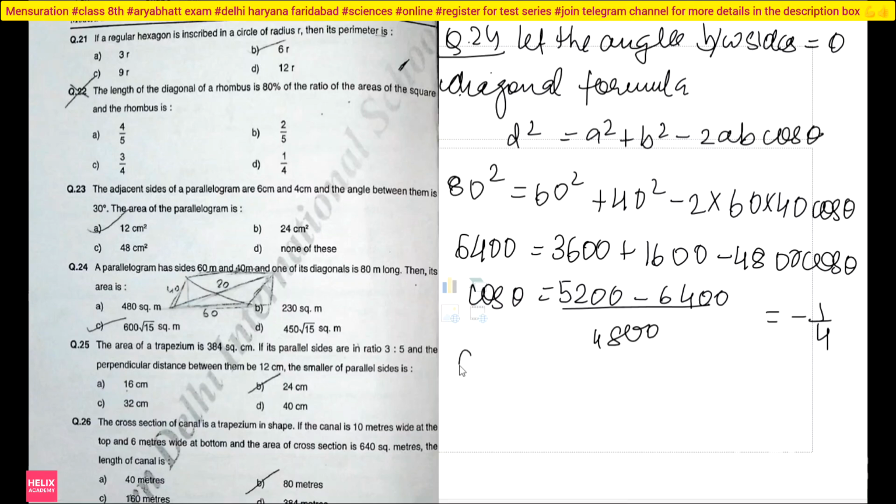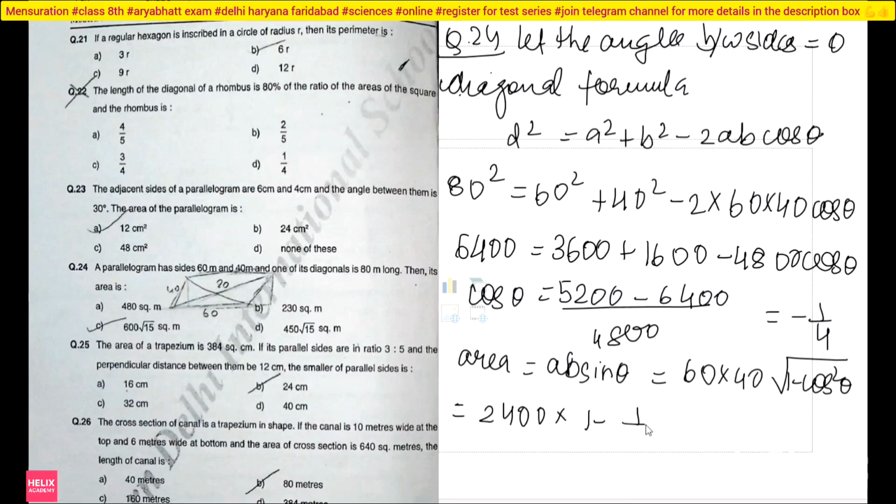Minus 1 upon 4. Now see, area is equal to ab sin theta. So it will be 60 into 40 into the root of 1 minus cos square theta. I know this formula from trigonometry. So what I will write: 2400 into the root of 1 minus 1 upon 16, or I can say 2400 into the root of 15 by 16, or I can say 2400 divided by 4 into root 15.